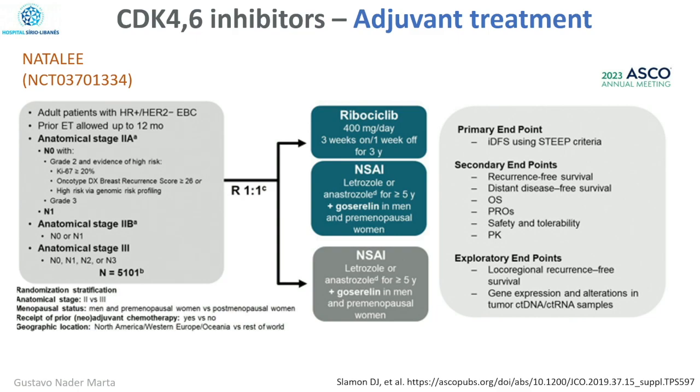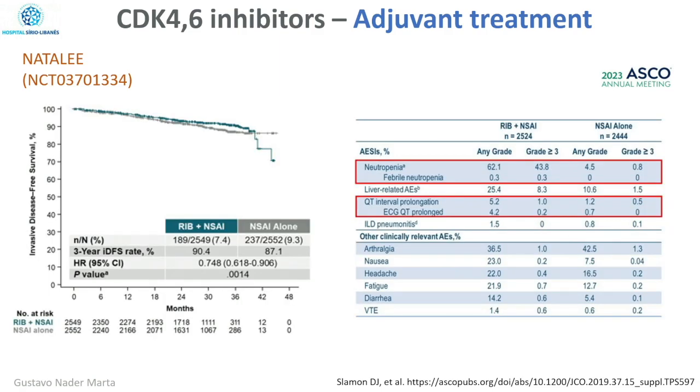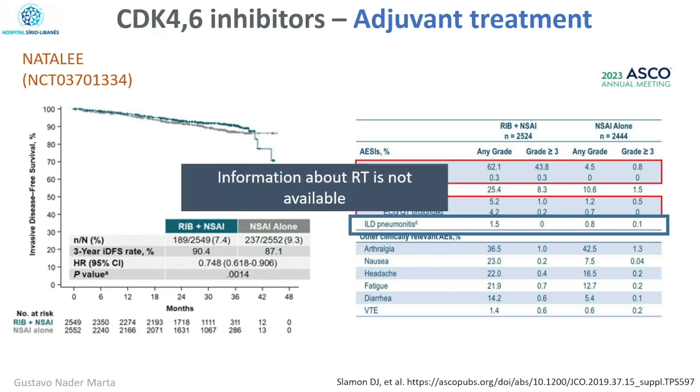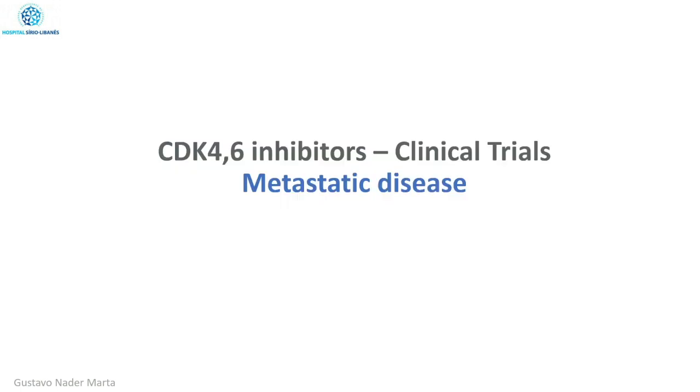In NATALEE trial, patients were randomized to receive endocrine therapy versus endocrine therapy plus ribo. The invasive disease-free survival was improved in the ribo group. The absolute benefit was 3.3%. And when we look to the side effects table, the risk of pneumonitis was low in both groups. However, no information about radiotherapy is available about this trial.